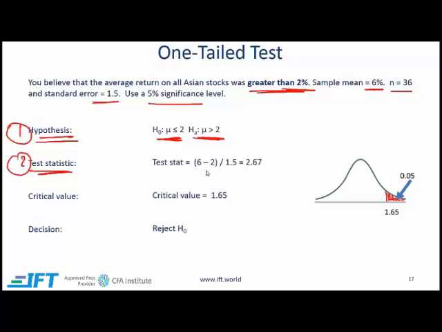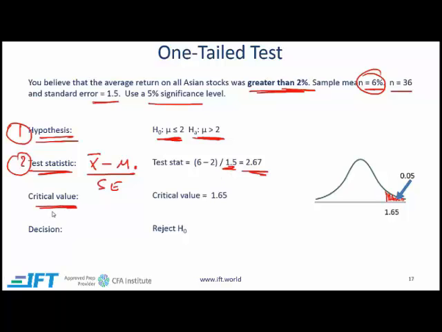Okay, so what's the test statistic? It is the same formula, which is x bar minus the hypothesized value divided by the standard error. X bar is 6. What is mu? Mu naught, the hypothesized value. Now it is 2. In the previous example it was 0, but now it is 2. Divided by 1.5, that's the standard error. So you have 2.67. This is the test stat.